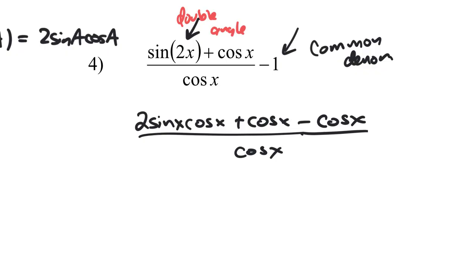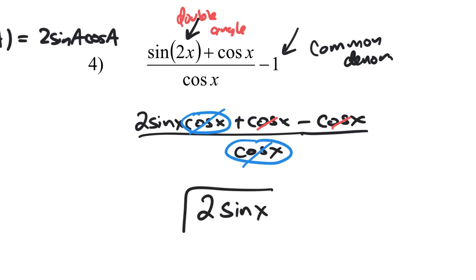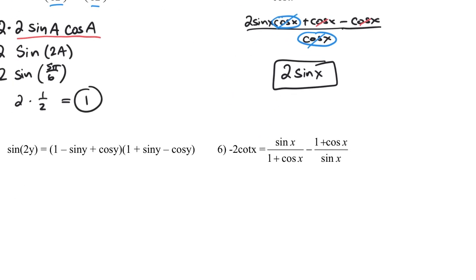And now I can see there's going to be some simplifying here. I can see that these will cancel, as there's one positive and one negative. And then I have cosine x divided by cosine x. Well, they will also cancel. So when this is all said and done, our simplest form will be 2 sine x. All right, one more problem on page 1.